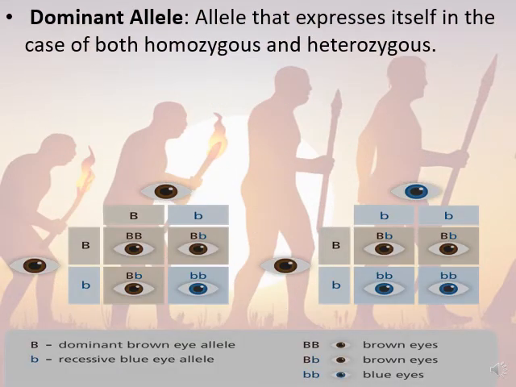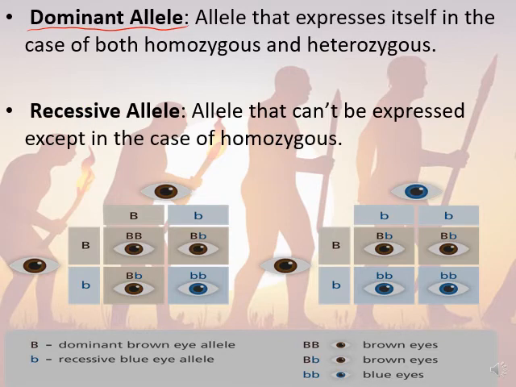Here, dominant allele and recessive allele. What is the difference between the dominant and the recessive? A dominant allele is the allele that expresses itself in the case of both homozygous and heterozygous, meaning that it can be expressed with two strong alleles together, or one strong and one weak. The strong allele is the dominant allele, while the weak one is the recessive.